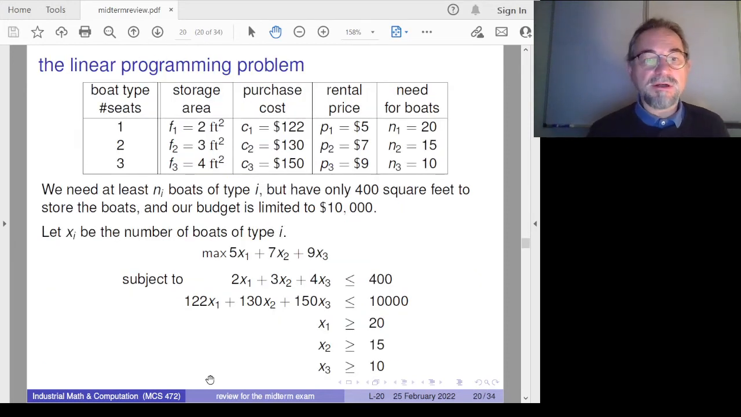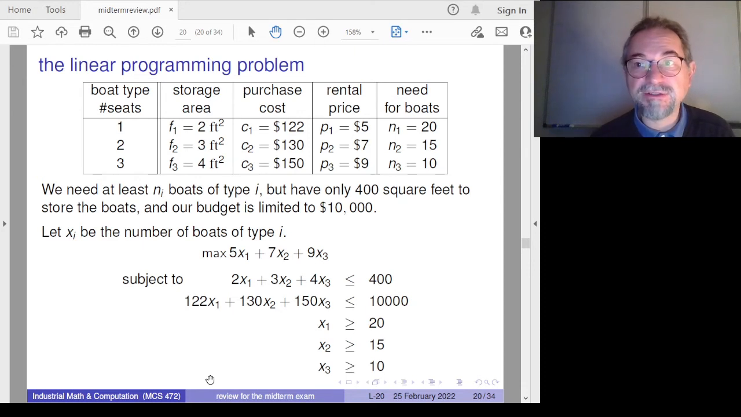Okay, so the solution is presented right away. It's a maximum problem. We want to maximize the rental revenue that we can get. First of all, we need to decide on the variables. So what is the problem actually? We need to decide on the number of boats of each type.